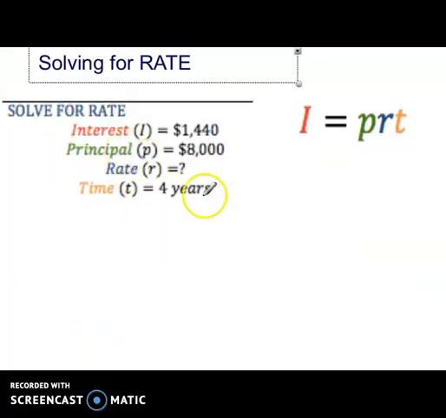Your form is going to look exactly like this. So it'll tell you what you're solving for. In this case, we're solving for the rate or the R. So we need to sub in what we know. In this case, we know the interest is $1,440. We know the principal was $8,000. We don't know the rate, so we let that be R. And we know the time was 4 years.